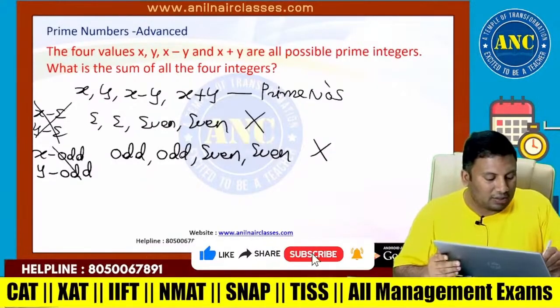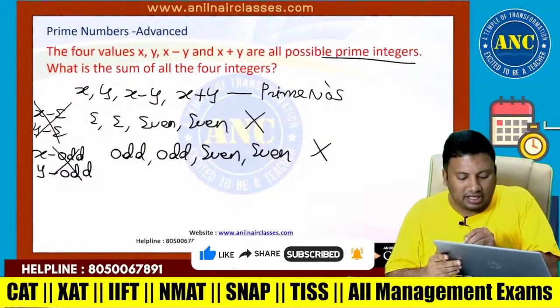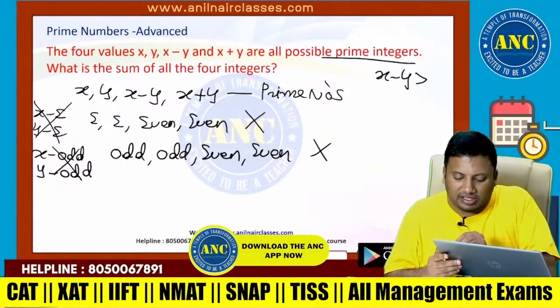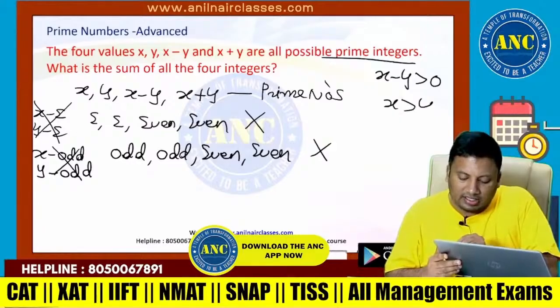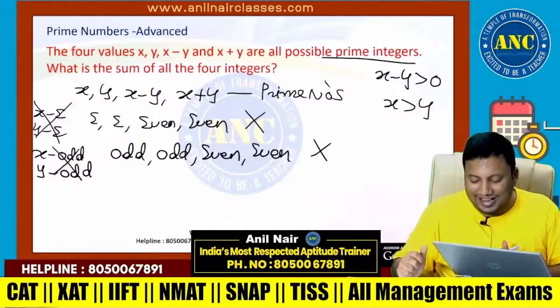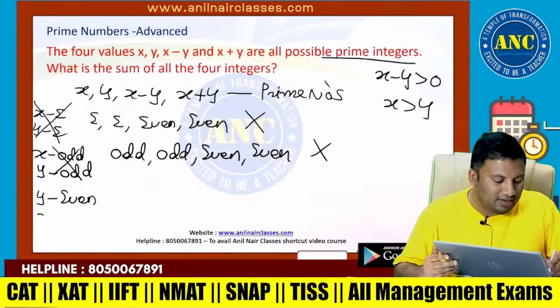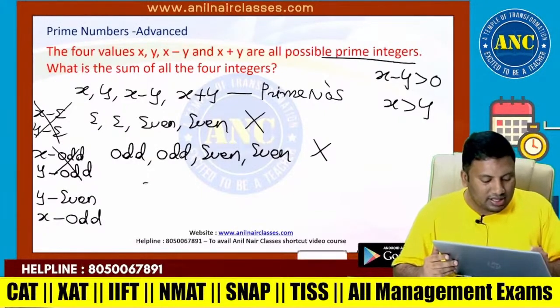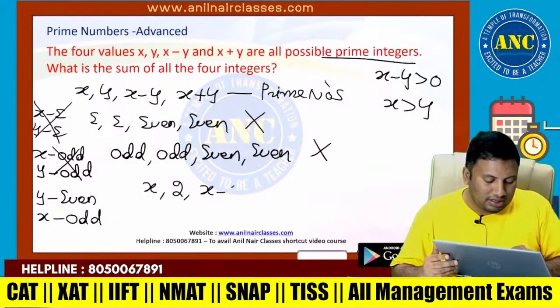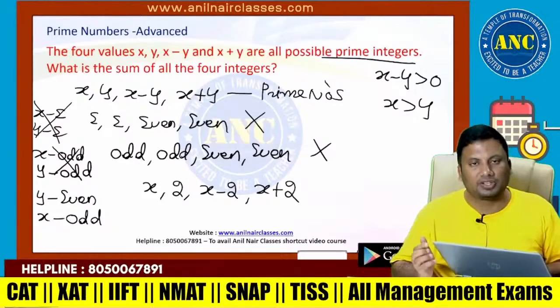Second case, not possible. x minus y, all are prime integers. So x minus y is greater than 0, x is greater than y. x cannot be an even number, 2 is the lowest even number. That means the only case is y is an even number, x is an odd number. So the numbers are x, 2, x minus 2, and x plus 2.